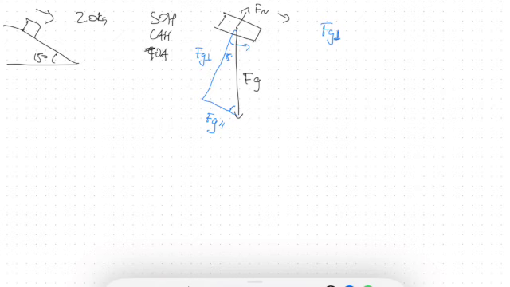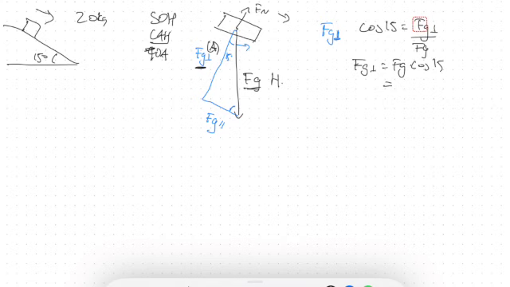So for the force of gravity perpendicular, it is adjacent to the angle, and this one is the hypotenuse. So I'm going to use cosine. Cosine 15 equals force of gravity perpendicular divided by force of gravity. Force of gravity perpendicular equals Fg times cosine 15, which is the same as mass times gravity, 2 times 9.8 times cosine 15. Put that in the calculator.